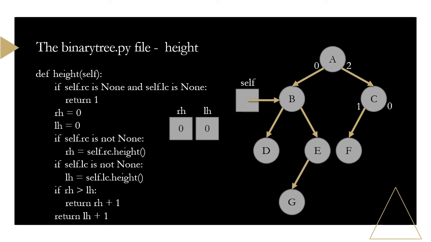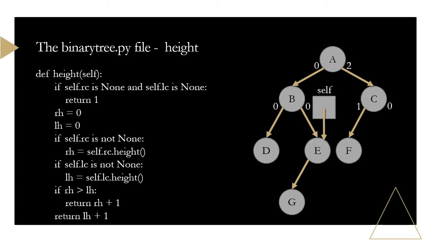Check the right child of B and since it is there, call the height function again for the right child of B. Self will now point to E. RH is 0 for E, LH is 0 for E. Check the right child of E, it does not exist. Now check the left child of E and call height for the node containing G.